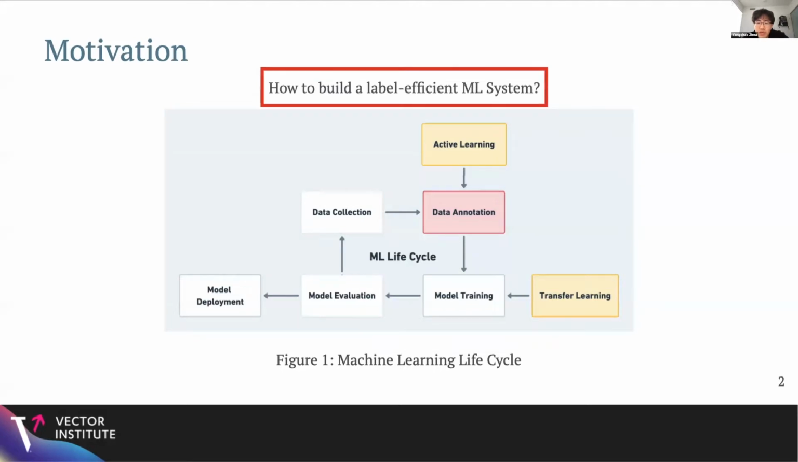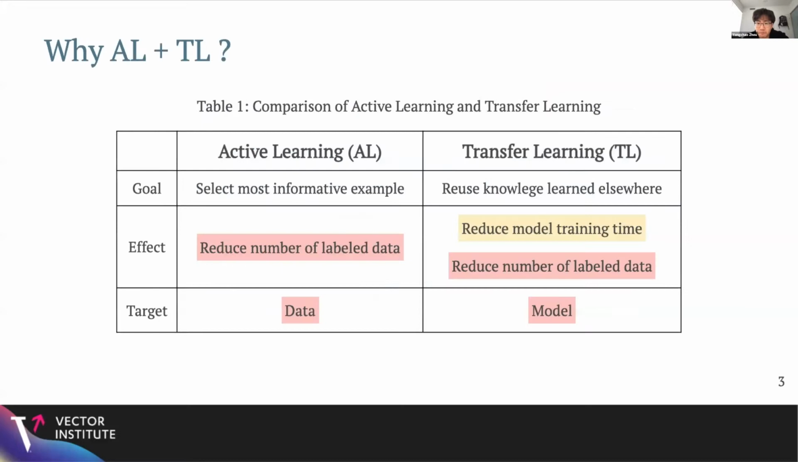So the motivation question of this project is, how can we build a label-efficient machine learning system? More specifically, how can we build a data annotation tool that facilitates the data annotation process? In this project, we will utilize the recent advancement in 2 areas of machine learning to build a data annotation tool for the named entity recognition task. One is called active learning, the other is called transfer learning.